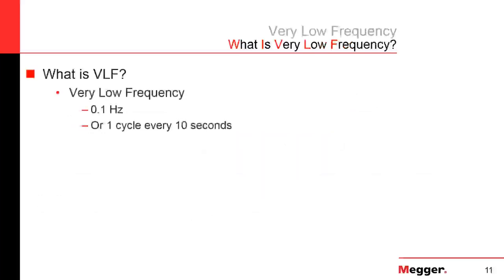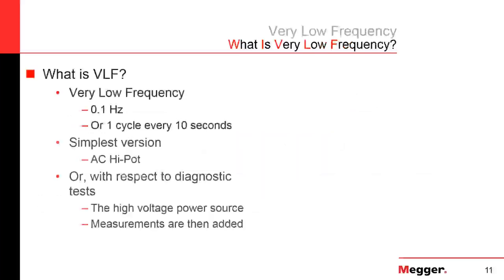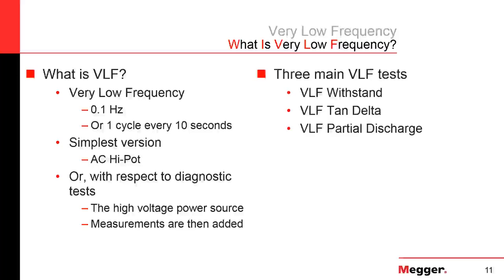So what is very low frequency? Fundamentally, it's an AC high pot that cycles at 0.1 hertz, or one cycle every 10 seconds. And when we talk about our diagnostic tests, our tan delta and partial discharge, the VLF becomes the high voltage power source that we then add measurements to. There's three main VLF testing technologies: VLF withstand, VLF tan delta, and VLF partial discharge. And we'll talk about each of those in turn.